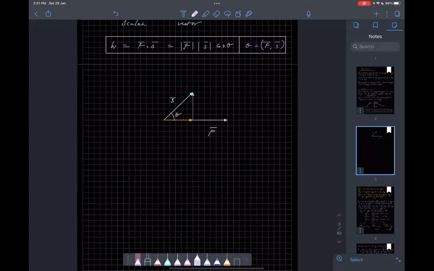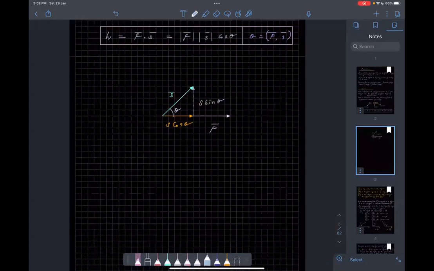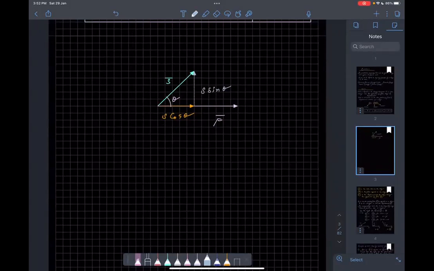I'll just show you the component. Okay, this is S cos theta. The magnitude of this component is S cos theta. And the dotted line is S sin theta. Now tell me what is the component of displacement in the direction of force? It is S cos theta. So according to the definition of work, I can write W equals F into S into cos theta, right?